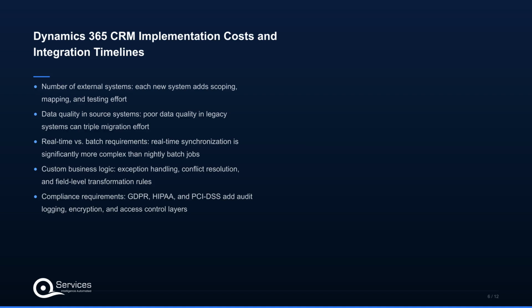Next up, Dynamics 365 CRM implementation costs and integration timelines. CRM implementation cost is one of the first questions every project sponsor asks, and the honest answer is that integration complexity is usually the single biggest variable in the final budget number. A basic D365 sales deployment with no external integrations can go live in 6 to 8 weeks for under $30,000. Add a single ERP integration, and you're looking at 3 to 5 additional months and $40,000 to $80,000 more depending on data model complexity and the quality of the source system's APIs. Key cost drivers in Dynamics 365 integration services work.